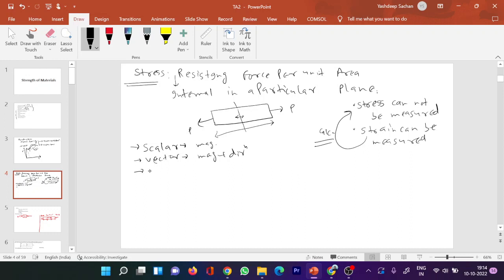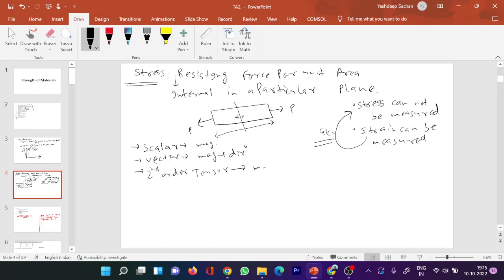Now coming to the tensor. A scalar is a zero order tensor, a vector is a first order tensor. I will show what the meaning of tensor is. What is the second order tensor? Because stress, strain, moment of inertia, whatever we are going to deal with here, are second order tensors.